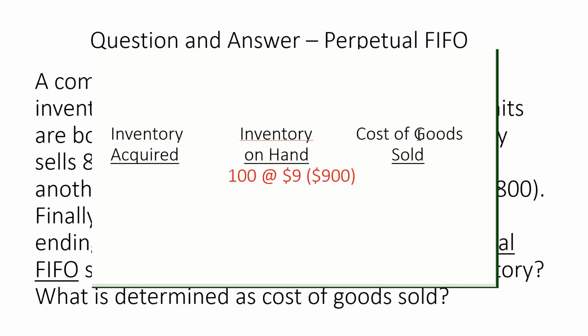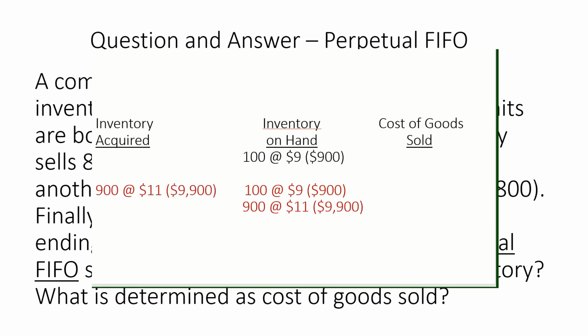And you can just imagine that if this was a computerized system, which it probably would be, they'd have software that would set this up in this way. So they're going to keep up with what they bought, they're going to keep up with what they've got, and they're going to keep up with what they have sold. Fairly straightforward information. Now, the next thing that happens is you can see they buy 900 units, as we said, for $11 a piece. That's $9,900.